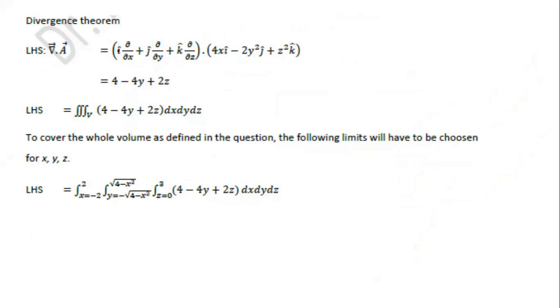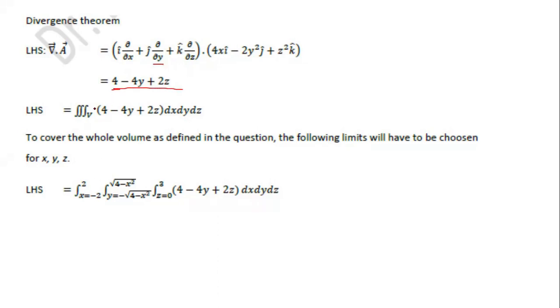So this is quite simple. i dot i is 1, i dot j is 0, i dot k is 0. Therefore, what we have is del 4x upon del x. Since 4 is a constant, it will be del x upon del x, so the first term will be 4 only. Now the second term: j dot j is 1, j dot i is 0, j dot k is 0. When you differentiate minus 2y squared with respect to y, you will get minus 2 into 2y, that is minus 4y. And similarly here you will get the differentiation of z squared as 2z. I think everybody knows this.